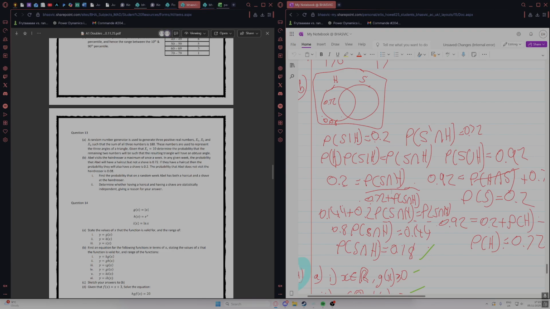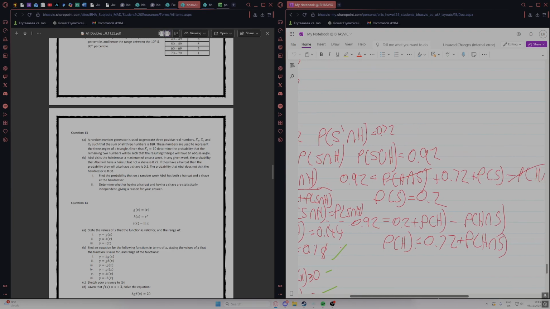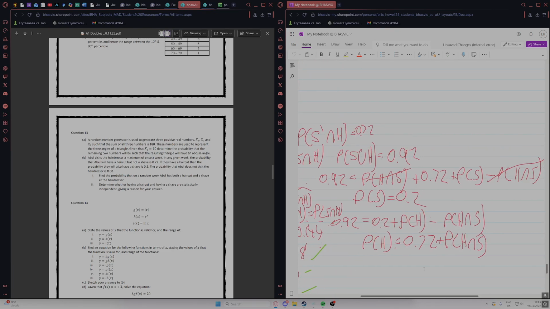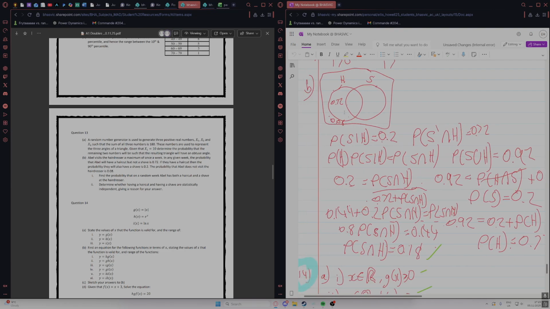And we know that p of h is just going to be 0.72 plus the middle, because we're not given the middle. This 0.72 is the haircut without the shave. So the total probability of haircut is the value we're given plus the intersection, which means you can rearrange this to get p of s intersection h equals 0.18. You could also use the addition formula to prove that p of h is 0.72 plus the intersection, but it's easier to think of it with logic, because you can just add the intersection and that will give you the total probability of the haircut.